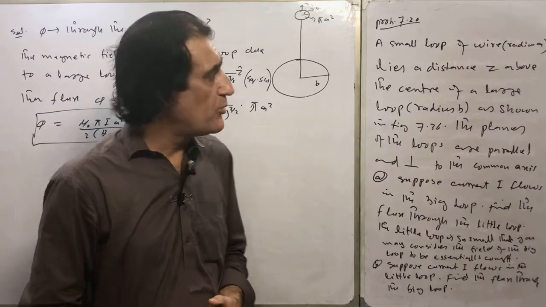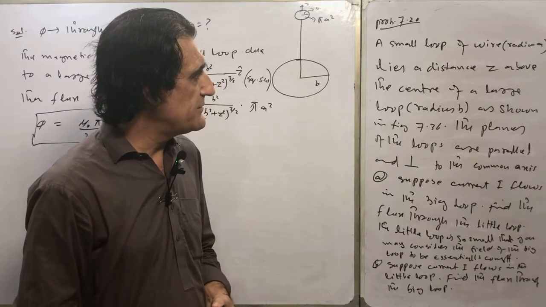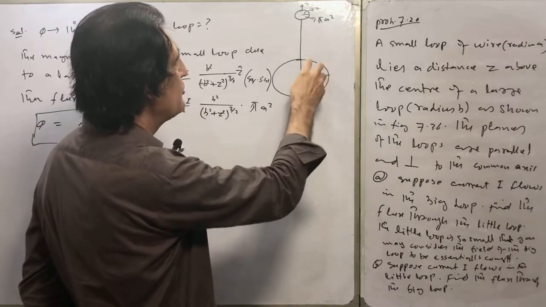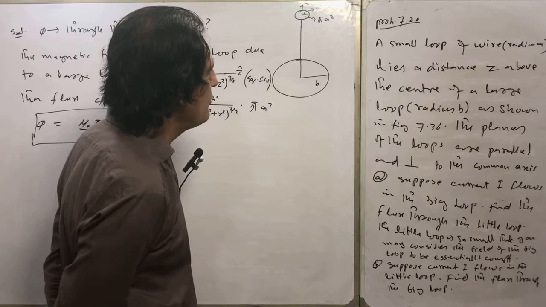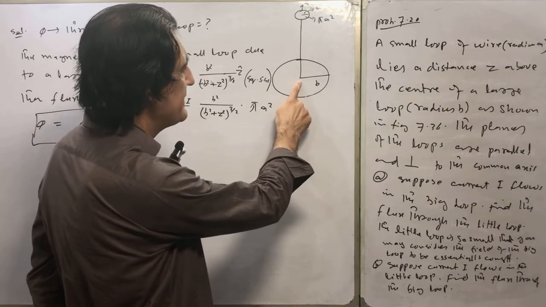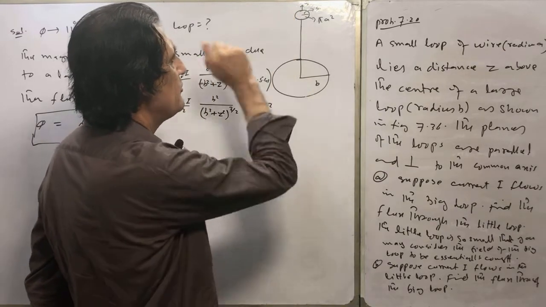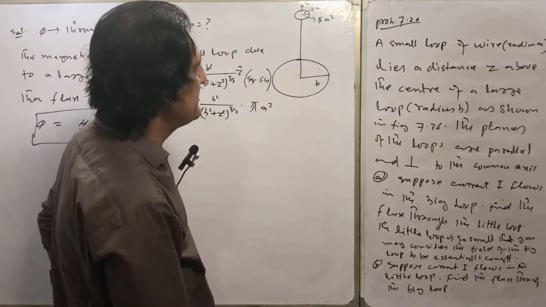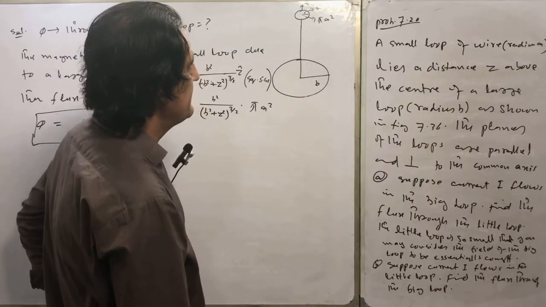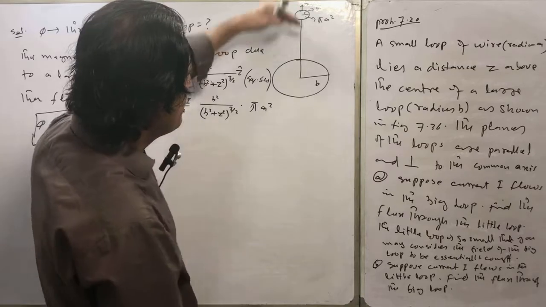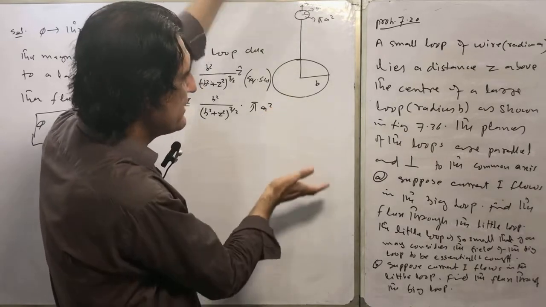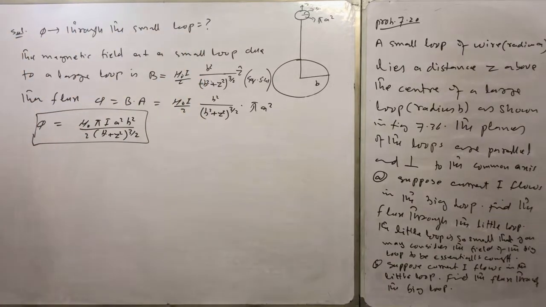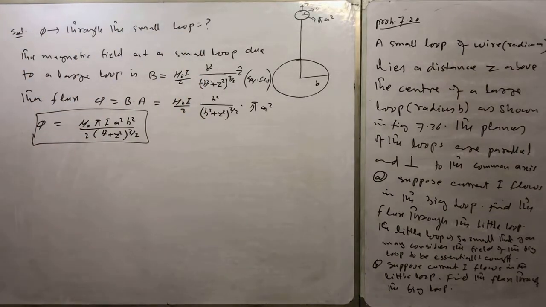Problem number 7.20 states that we have two loops: one is the big loop and the other is the small loop. The big loop has radius b and the small loop has radius a, and it is at some distance far away from this, as shown in this figure.